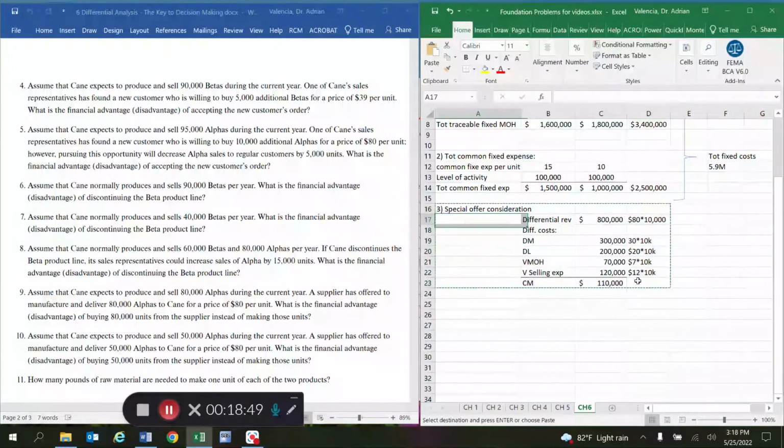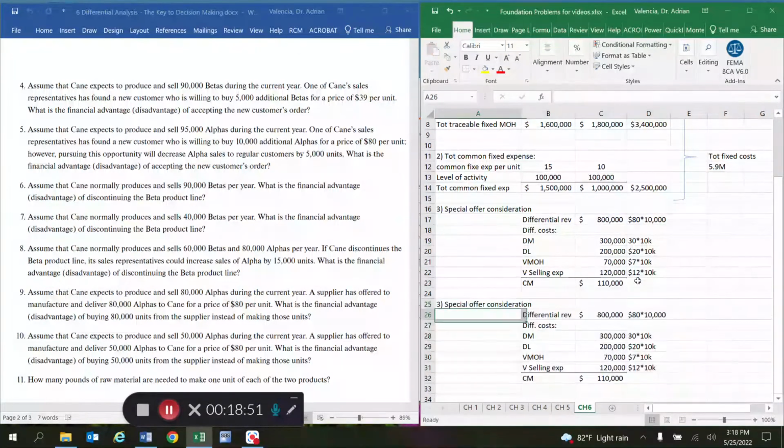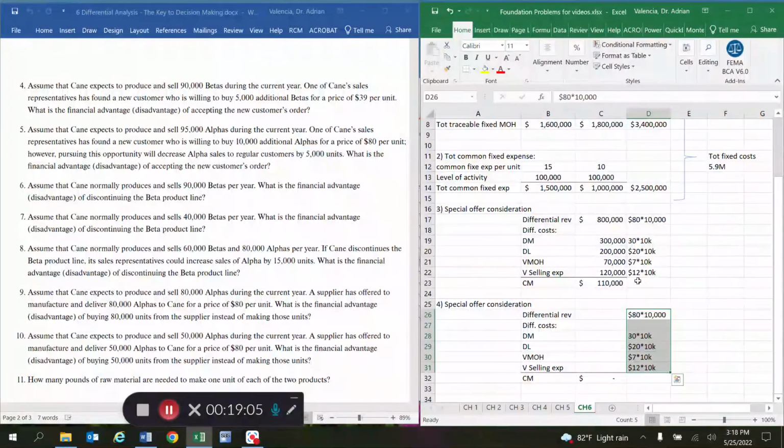So let's go ahead and copy this. I'm going to have to change a few things, so give me a minute here. So this is number 4. We're going to look at differential revenue. And I'm not going to write everything because now I think you know what we're talking about. But it's going to be $39 times 5,000. That's the differential revenue. And that gives us $195,000.